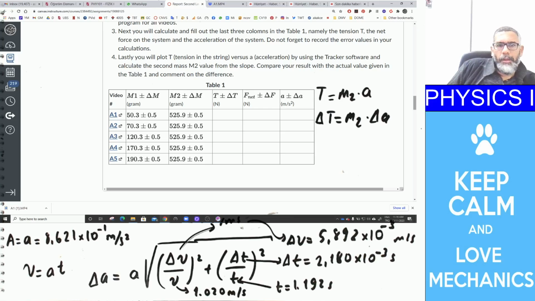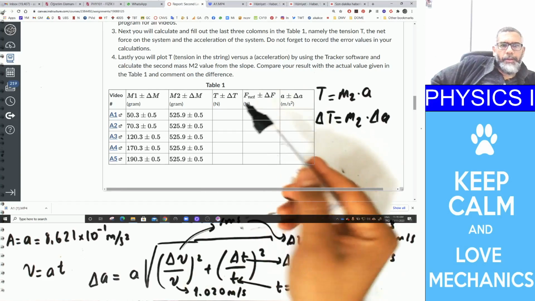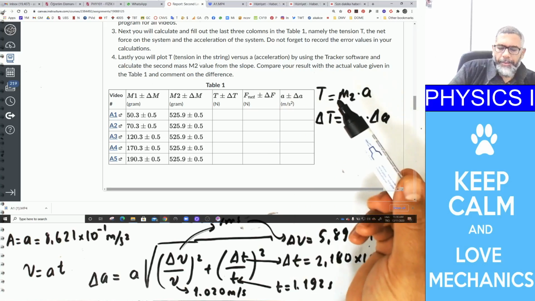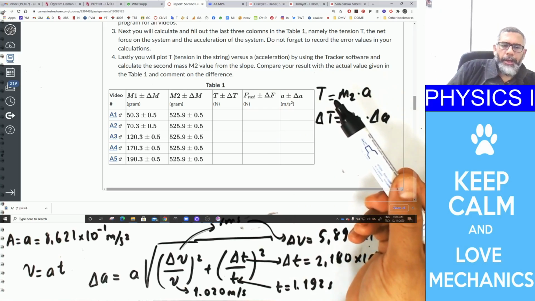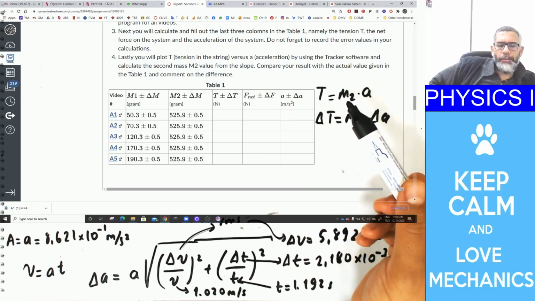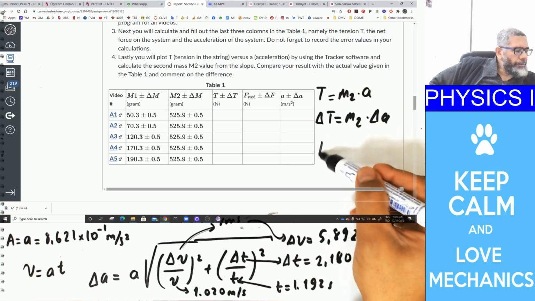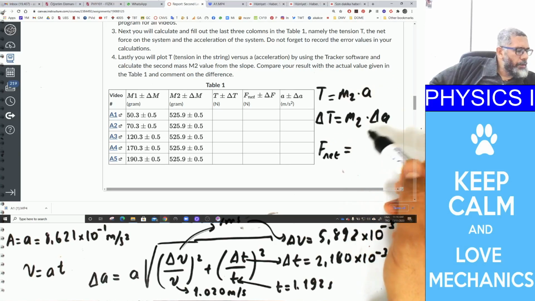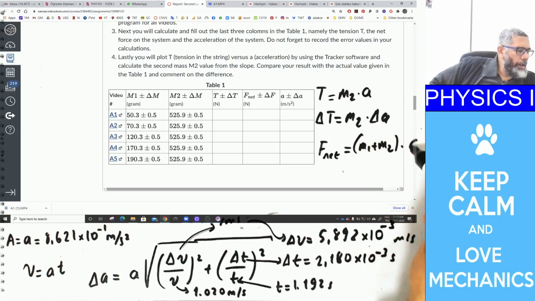Okay. All right. So, what about F net? F net is the weight of the hanging mass, right? Because the gravity on the hanging mass is the force that moves the whole system, right? And we know that F net is just equal to the sum of all masses, M1 plus M2, both the hanging mass plus the cart, multiplied by A.